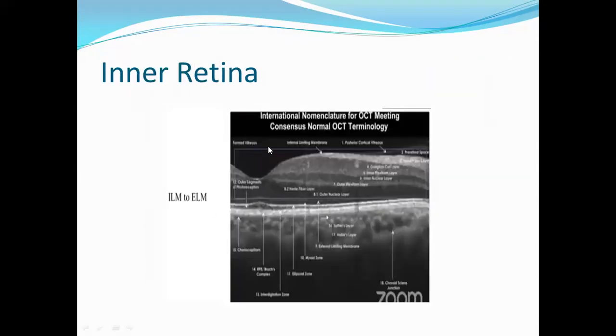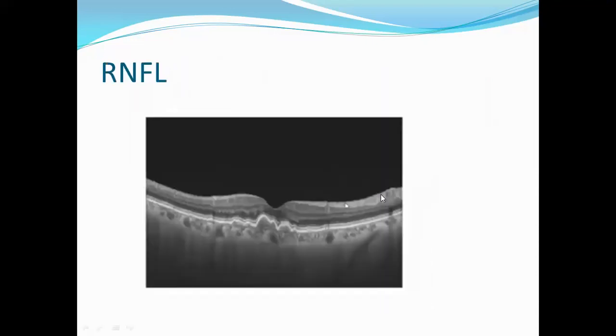Then the inner retina, I told you, extends from the internal limiting membrane to the external limiting membrane. So all of this is your inner retina. Then we come to the retinal nerve fiber layer. This OCT is a normal OCT. We are not looking at the outer retina right now.